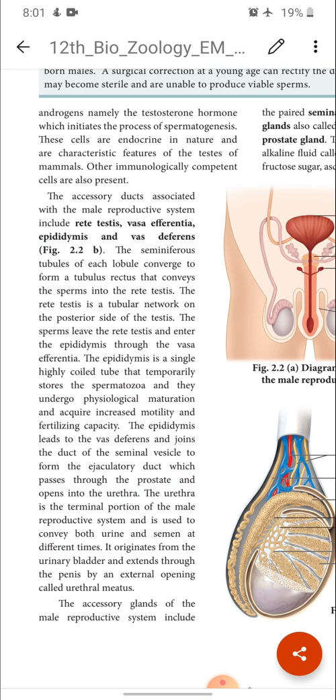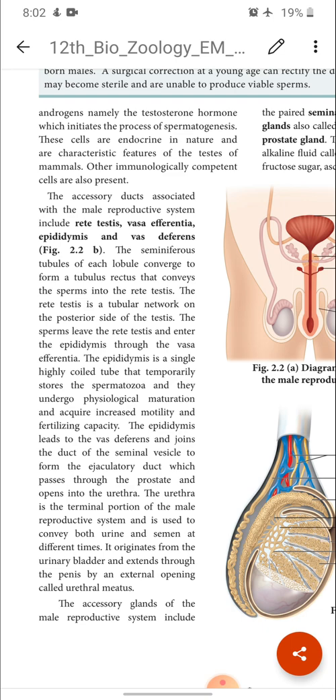Seminiferous tubules of each lobule converge to form a tubulus rectus that conveys the sperm into the rete testis. Rete testis is a tubular network on the posterior side of the testis. The sperm leave the rete testis and enter the epididymis through the vasa efferentia. The epididymis is a single highly coiled tube that temporarily stores the spermatozoa, and they undergo physiological maturation and acquire increased motility and fertilizing capacity. Children, let's discuss these ducts one by one.